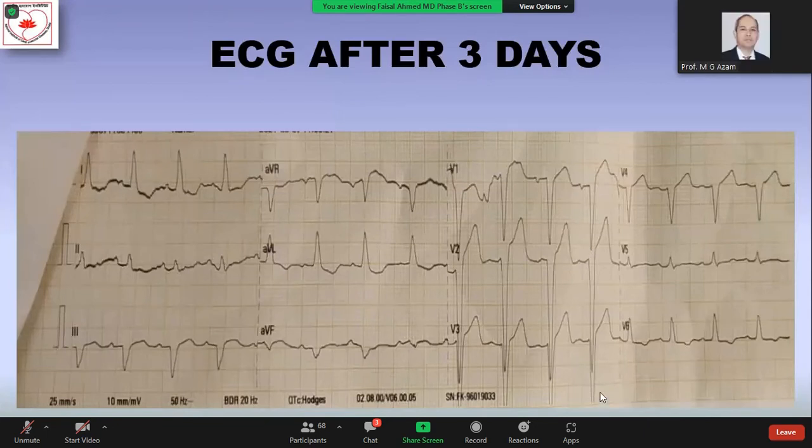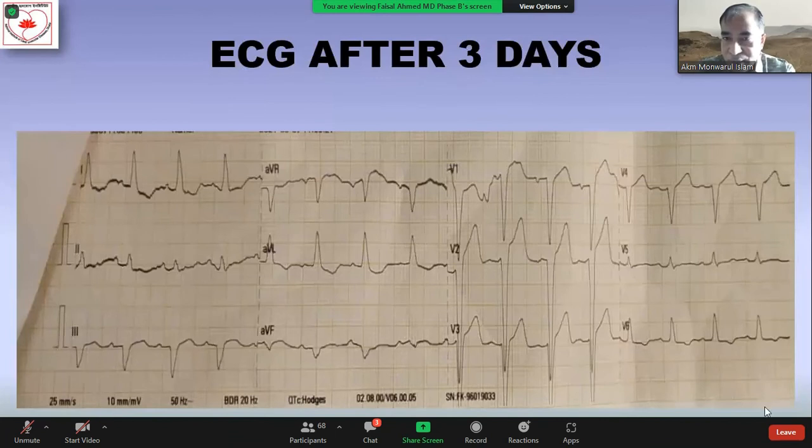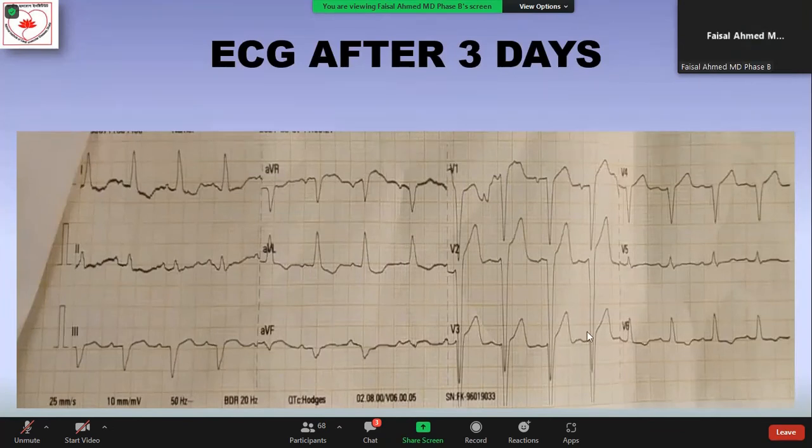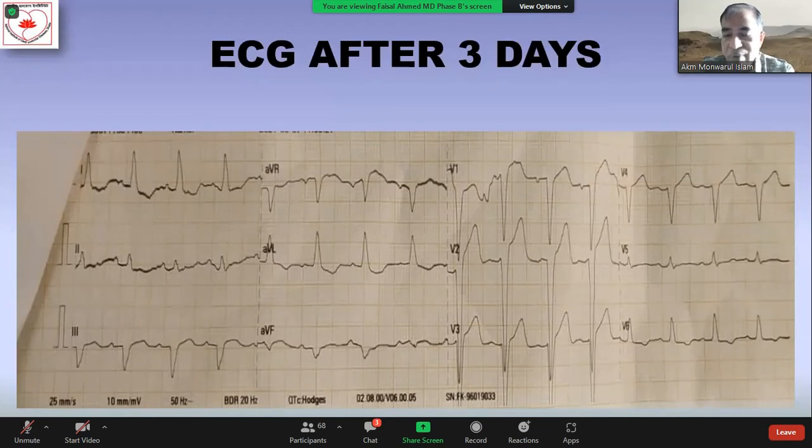নরমালি থাকে। হ্যাঁ, নরমালি কি তোমার ডিপ এস থাকে না V1 এ? নিশ্চয়ই থাকে, কিন্তু কিউআরএস কমপ্লেক্স কতটুকু আছে এখানে? It's less than 120 milliseconds. হ্যাঁ, তাহলে এটা নরমাল বলতে সমস্যা কি? তাহলে নরমাল কমেন্ট করতে চাই স্যার, if I get permitted.